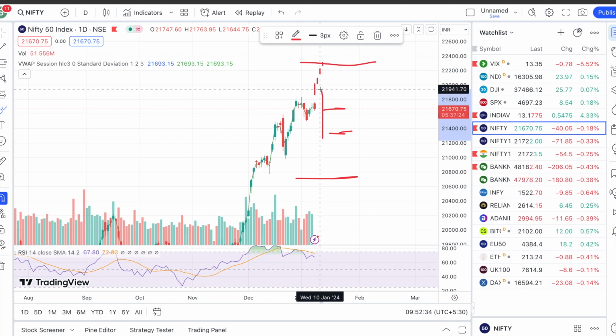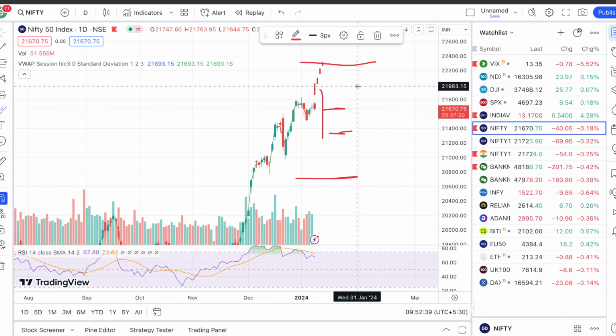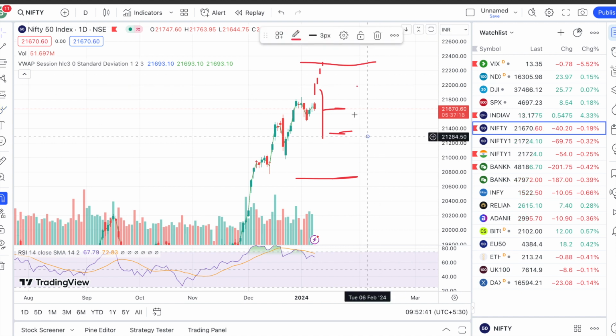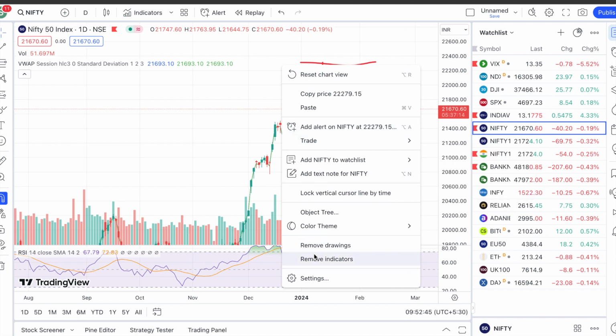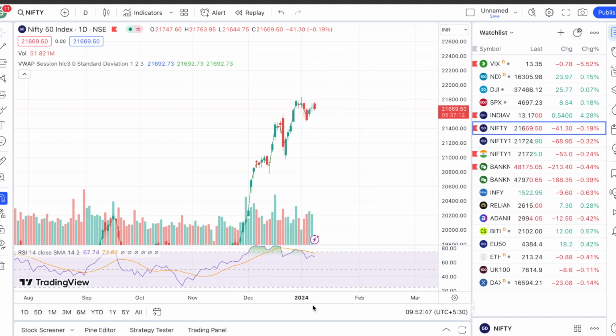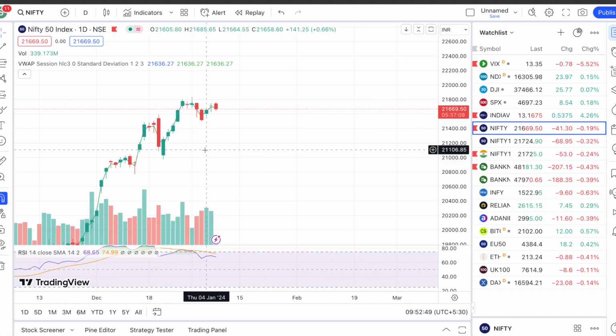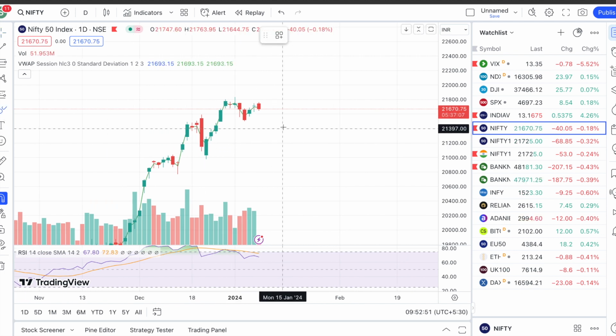So this is the 11th of January, and let's remove all the drawings first. Let's remove all the drawings and broaden this further. On the daily chart, our day ends at this day, the 11th of January.